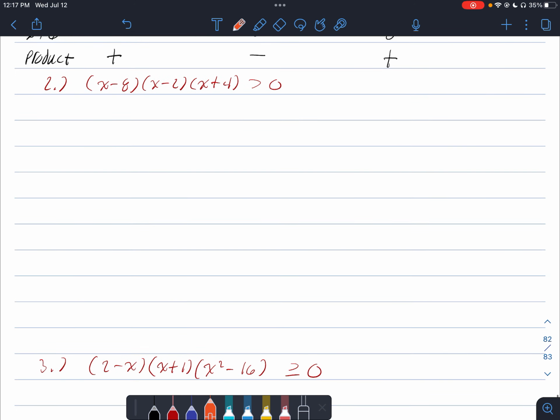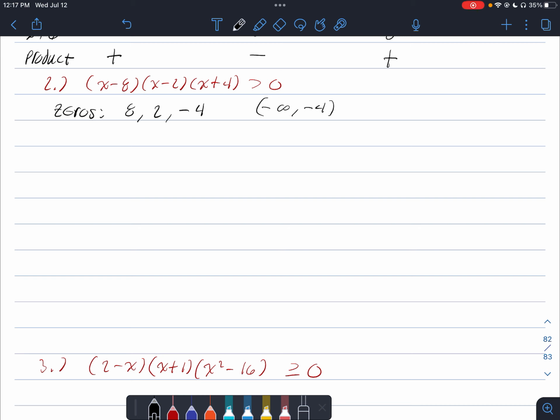Here we have x minus 8 times x minus 2 times x plus 4, and we're looking for when this is greater than 0. Okay, so let's look at the intervals that this divides our number line into. Let's look at our zeros. Our zeros are going to be 8, 2, and negative 4. Our smallest number here is negative 4. So we know that from negative infinity to negative 4, that's one of our intervals.